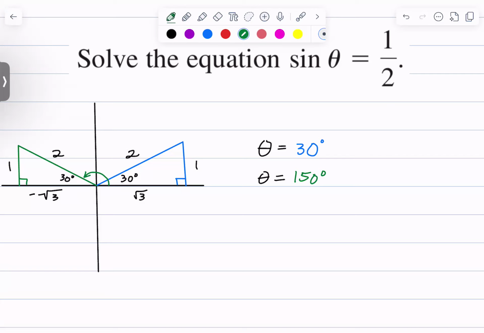We can also turn this into radian, right? If the question is asking us to put it in radian mode, radian form. 30 degrees is pi over 6. 150 degrees is 5 pi over 6. Okay? They're also going to ask you sometimes to provide all possible solutions. Okay?